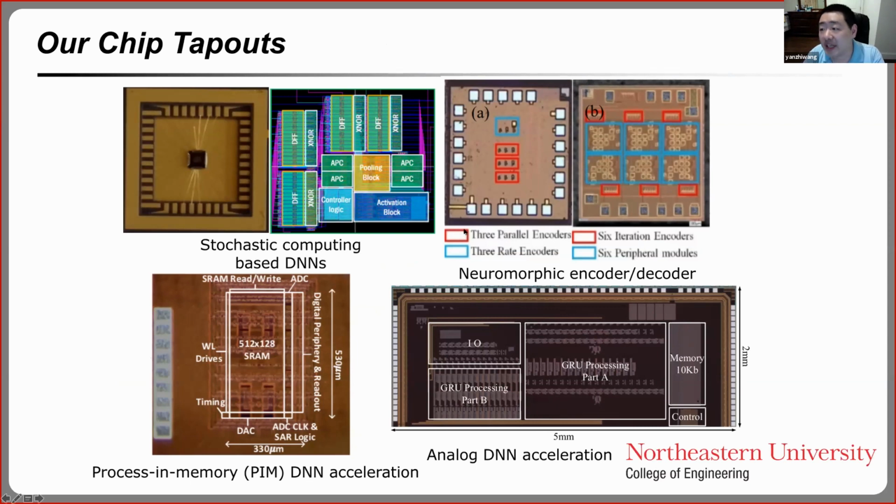So this is mainly the new computing paradigms, like the stochastic computing-based neural networks, neuromorphic encoder decoders, processing-in-memory (PIM), deep neural network acceleration, and something like the analog DNN accelerations. So these are something like the emerging technology based. They are mainly proof of concept, very difficult to actually implement a full neural network.